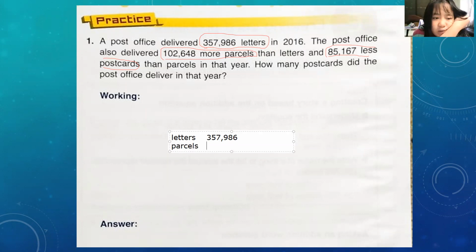And then parcels, we have, Teacher, may I go to the toilet, please? Yes, you may. Teacher, me too. May I go to the toilet?